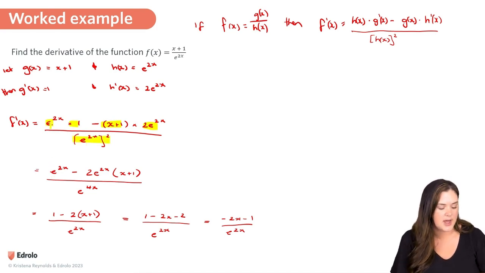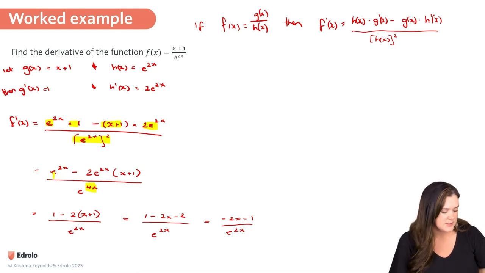Simplifying that, so I have e to the power of 2x times 1, so just e to the power of 2x, and then I have the x plus 1 multiplied by the 2e to the power of 2x, and then dividing all of that by e to the power of 2x all squared. So when we square our indices, they just multiply the powers together, so I get e to the power of 4x down here. And now what I can do is divide through by e to the power of 2x, as that is common for each of those terms there.